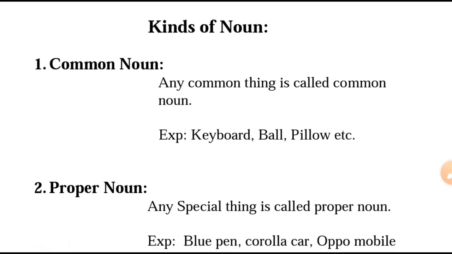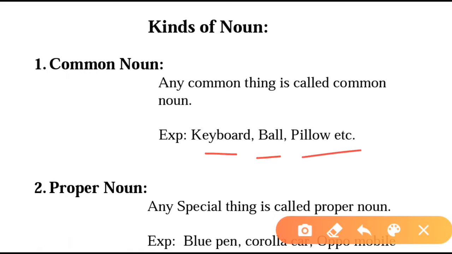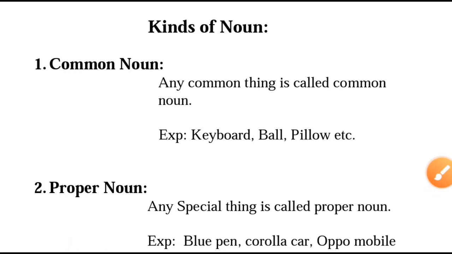So let's talk about the two kinds, common noun and proper noun, as both are the opposite of each. Let's talk about the common first. So the common noun, it could be any common thing. You can see the example: keyboard, ball, pillow, etc. So these are the examples of the common noun, which means these are the nouns that you will find as a common. When you're talking about the proper, you're talking about any special thing.